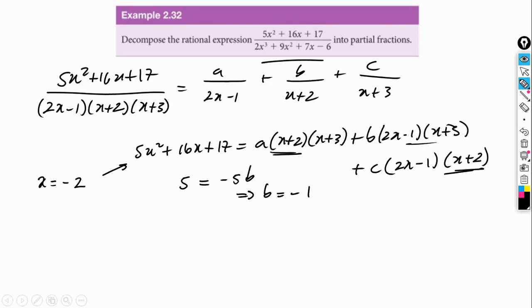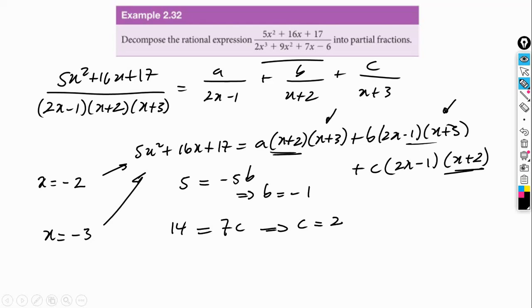Notice that if we plug in negative 3, we can get rid of this and rid of this and solve for C. So let's say x equals negative 3. Plug in negative 3 there, and we're going to get 14. So 14 is going to equal 7C. Therefore, C is equal to 2.